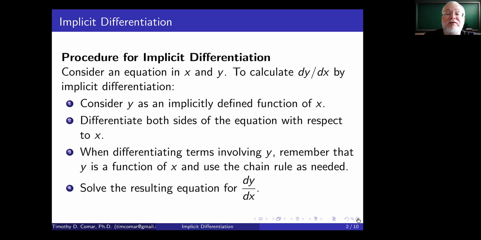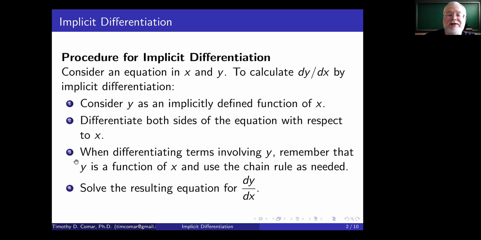So, quick review of what the procedure is. We're going to consider an equation in terms of x and y, where typically we're not going to be able to solve for y in terms of x. And to calculate the derivative dy/dx by implicit differentiation, we're first going to think of y as an implicitly defined function of x. We will then differentiate both sides of the equation with respect to x.